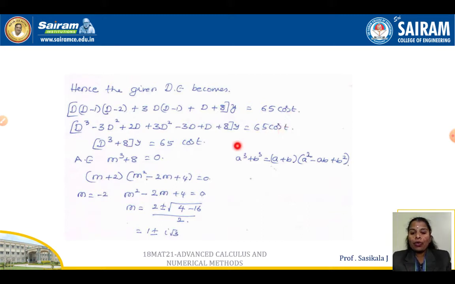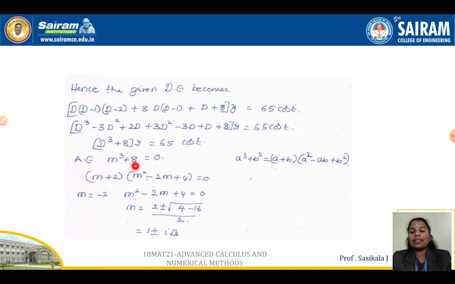Now you can go with the simplification. It will become 3D squared minus and plus 3D squared is there, so it is cancelled. Again 3D plus 3D minus 3D will get cancelled. You get only D cube plus 8 into y is equal to 65 cos t.